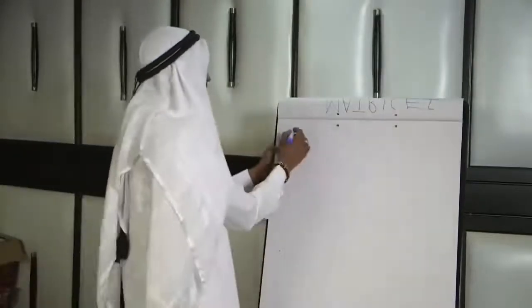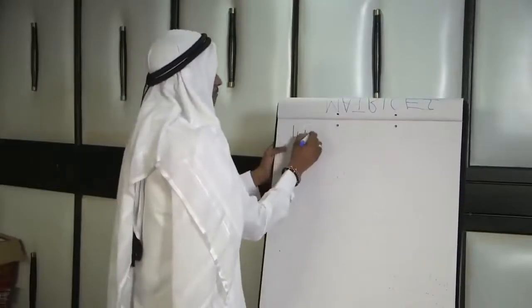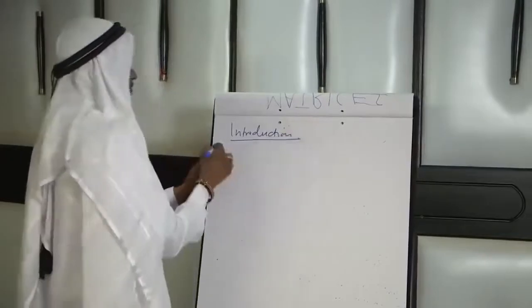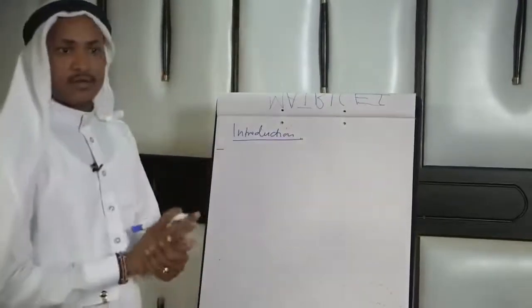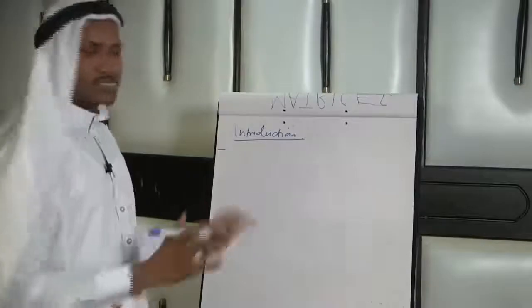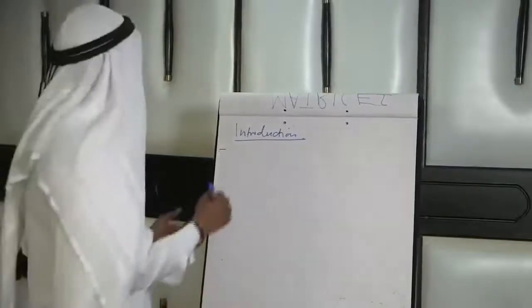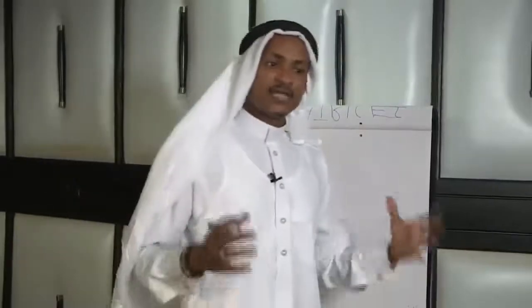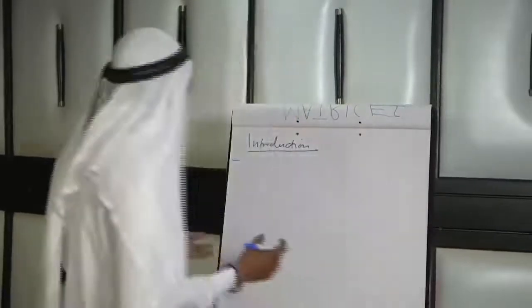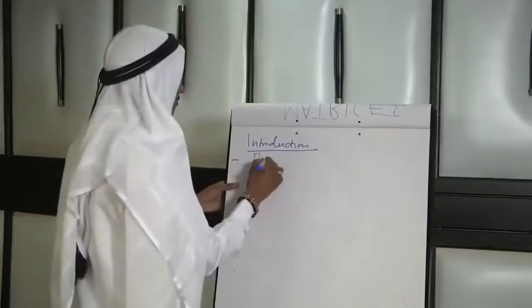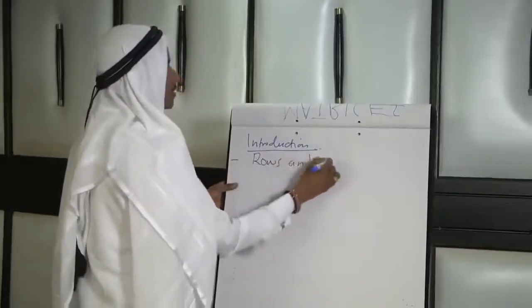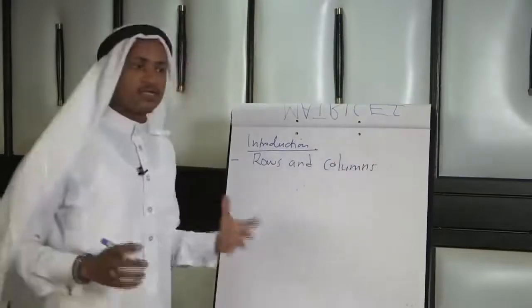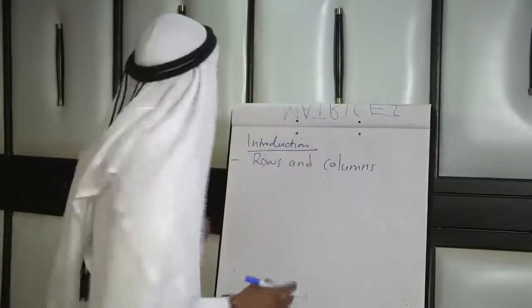So when we start with the introduction, what are matrices, or what is a matrix? A matrix is the arrangement of numbers or arrangement of items in rows and columns. Arrangement of numbers or arrangement of items in rows and columns.